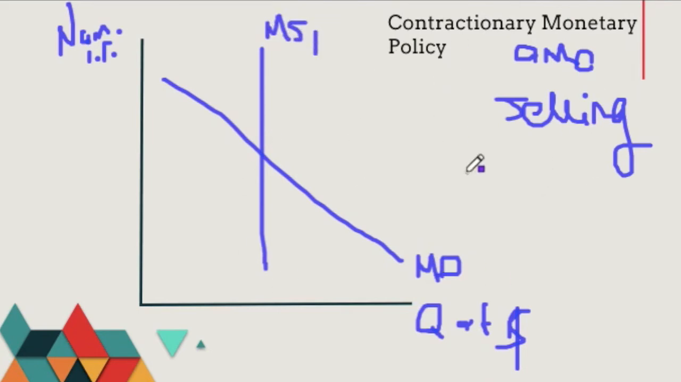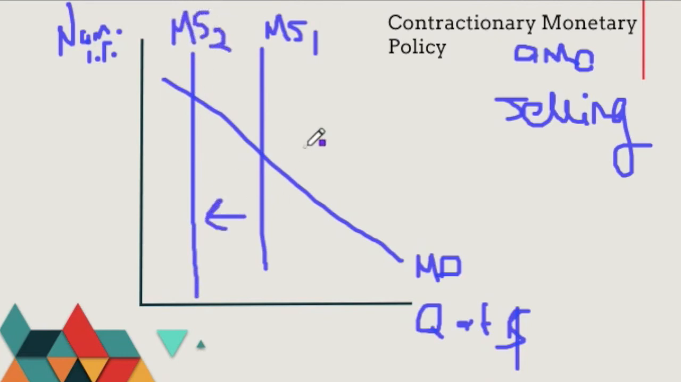When the Fed is selling the government bonds, that means they're getting paid. They're taking the money out of the economy, which is going to lower the money supply, MS2. Before this shift, the interest rate was here, and after this shift, the interest rate is here. And before this shift, the quantity of money was right here, and after this shift, it's here. That means the interest rate is increasing.